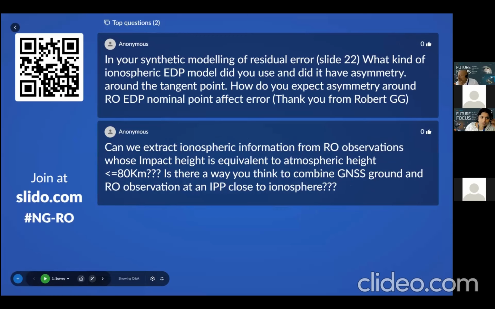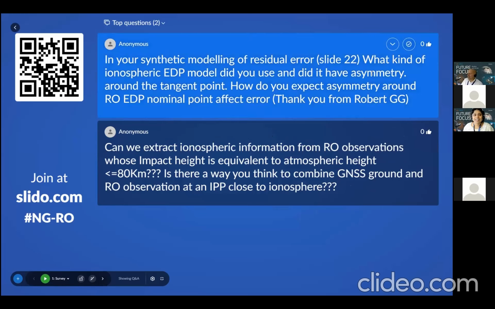Next question, Ricardo. In your synthetic modeling of residual error, with reference to slide 22, what kind of ionospheric EDP model did you use, and did it have asymmetry around the tangent point? How do you expect asymmetry around the nominal point to affect the error? From Robert.